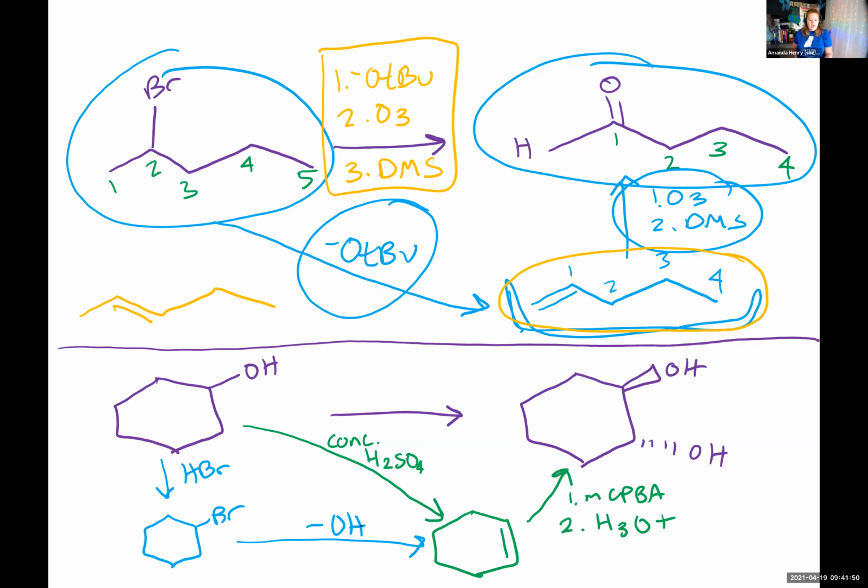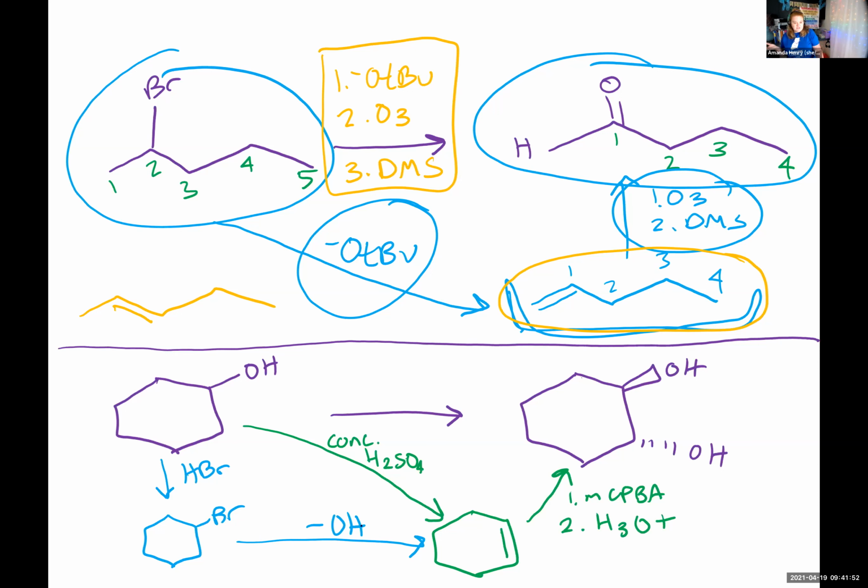You could also react it with tosyl chloride to turn it into a better leaving group. So there's a handful of ways to do the same reaction. Some of the steps, like that last one with the MCPBA, there's only one way to do it. But other portions, you will have some options.